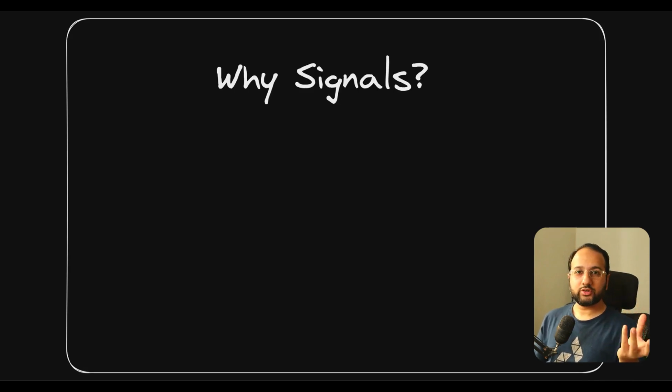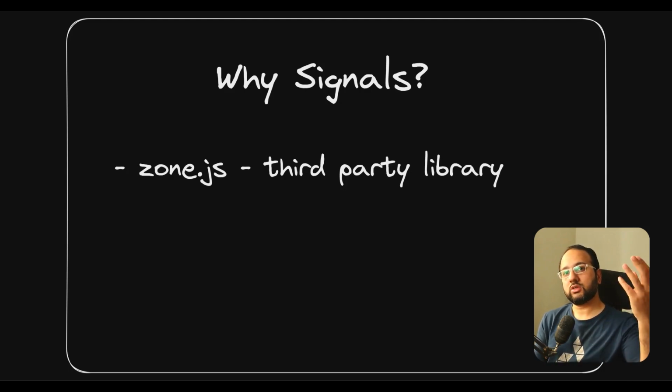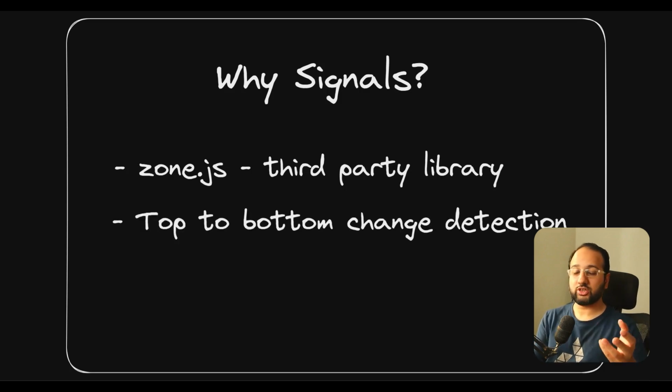Okay, so let's start with our basic question, and that is why signals? So signals were introduced way back in version 16, and the reason was that Angular traditionally uses zone.js for change detection, or for synchronizing the UI and the code. Zone.js is a third-party library which tells Angular when something has changed, and then Angular runs the whole top to bottom change detection process, which can get quite expensive sometimes.